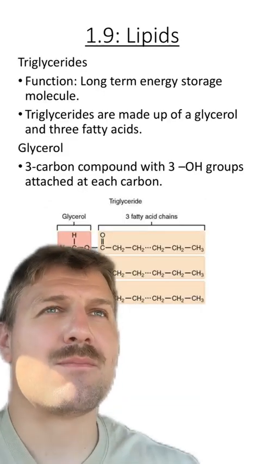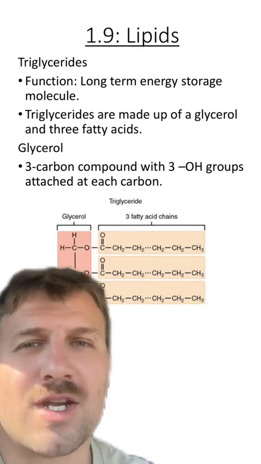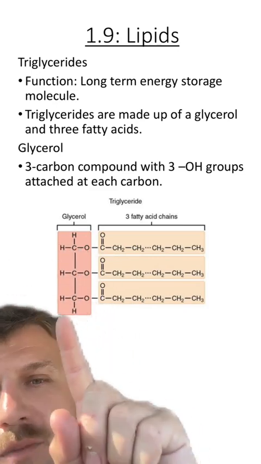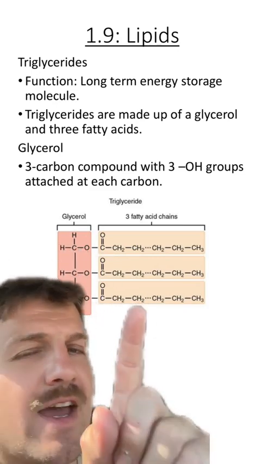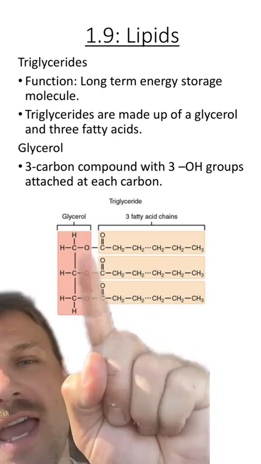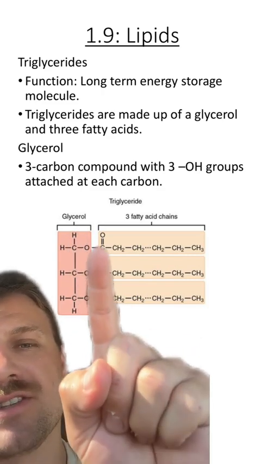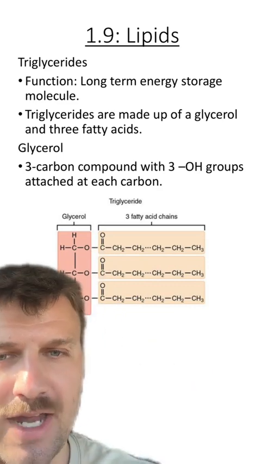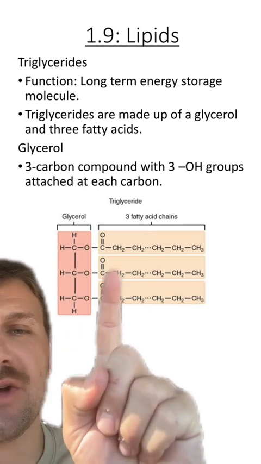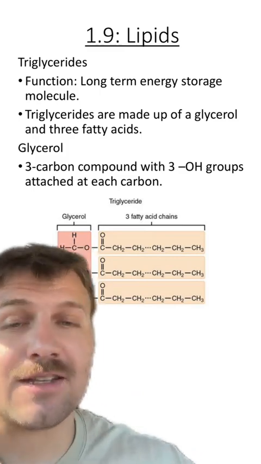Now, one of the most common examples of a lipid is something called a triglyceride. Triglycerides are a long-term energy storage molecule, and these triglycerides are made of a glycerol molecule and 3 fatty acids. A typical glycerol molecule will be composed of 3 carbons and 3 OH groups. However, you can see that the hydrogens have been lost due to a dehydration synthesis reaction. That's because every carbon in the glycerol is going to be attached to one of 3 fatty acids. That's why it's called a triglyceride.